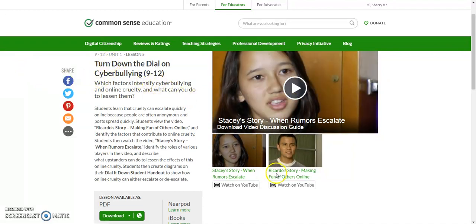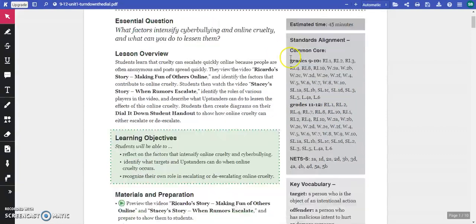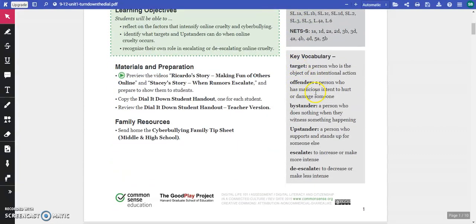As you can see here, in this lesson, students interact with various sources that demonstrate the fact that cruelty can escalate quickly online because people are often anonymous and information spreads quickly. They will also become familiar with key vocabulary related to cyberbullying, including target, offender, bystander, upstander, de-escalate, and escalate.